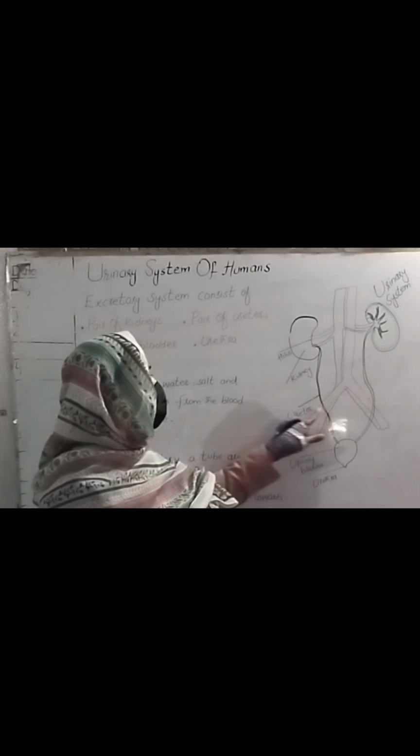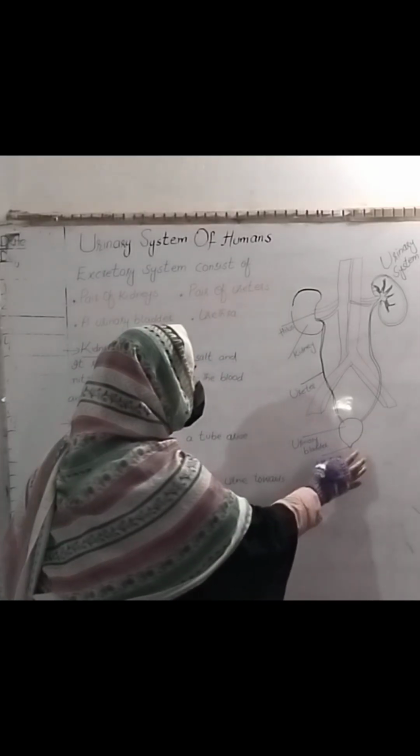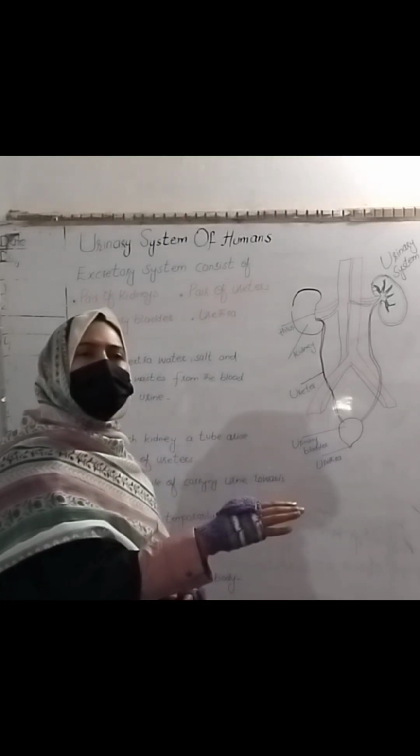These are the tubes extending from the kidney, called ureters. They are in pair form. Then the urinary bladder: these ureters end on a bladder-like structure called the urinary bladder. In the urinary bladder, urine is stored temporarily.